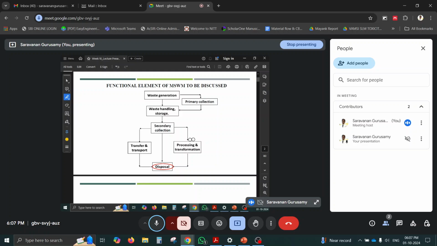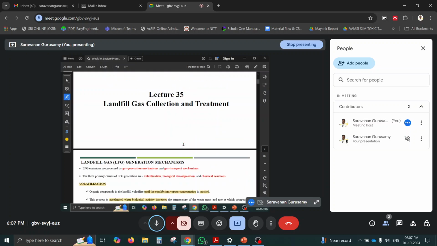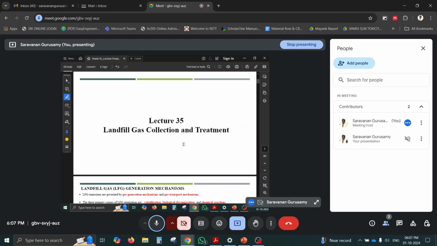Then in the second half, we are going to discuss the biomining process, which is a novel treatment method for clearing landfill sites in India. And some landfill design problems we are also going to see this week. Okay, we'll continue the session.